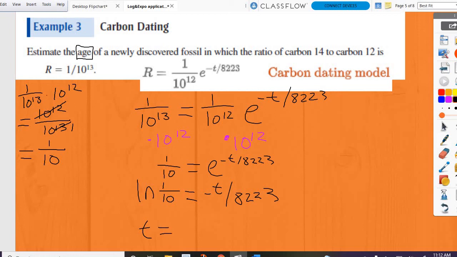Almost. What kind of 8? 8,223. Negative 8,223. You have a negative in front, so we need to get rid of that negative. So we'd have to multiply by a negative. And I just did it all in one step, that way I don't have to write more stuff. So then again, we will plug all of that into our handy dandy calculator. It's going to be a rather large number. We're talking about a fossil, so that's okay. What do we get?